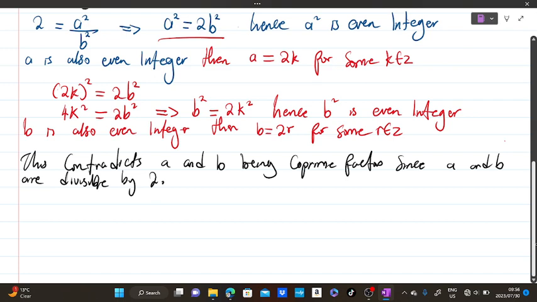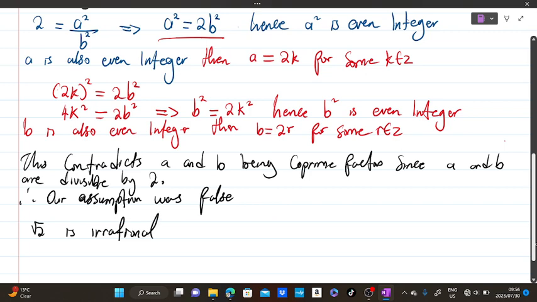So we say, therefore, our assumption was false. And if our assumption was false, it means that our statement is true, which means that the root of 2 is irrational. So this is how we prove a statement by contradiction. You first assume that your statement is false, and then at the end you will conclude that your assumption was false. So if your assumption was false, it means that your statement is true.